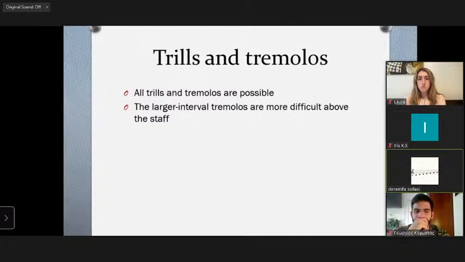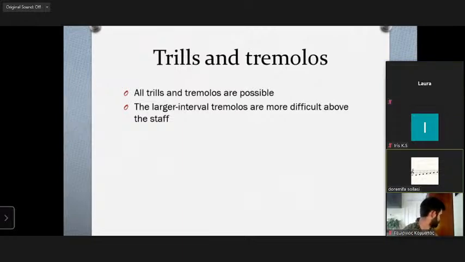You can do all the trills or all the tremolos, but you have to keep in mind that large interval tremolos are more difficult. In general, they are difficult, large interval tremolos. For example, what we were studying in the last lesson, that octave tremolos are extremely difficult. And you don't have to do octave tremolos or major seventh tremolos. If the large interval tremolos are above the staff, it's even more difficult.